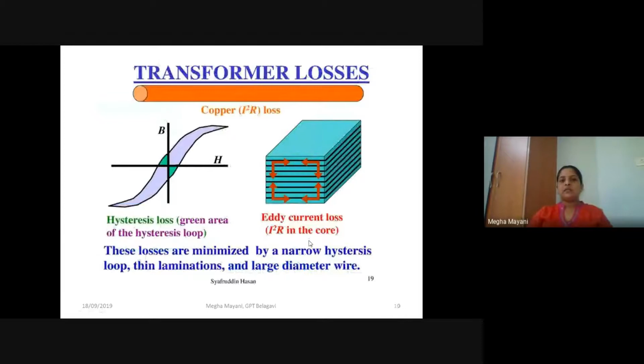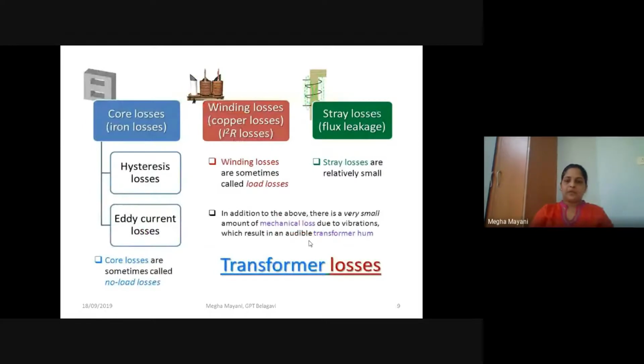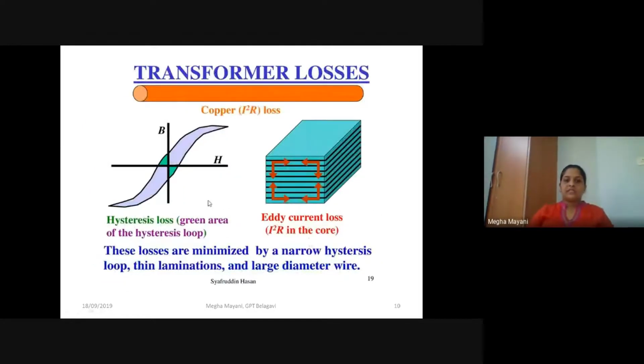Now coming to the core loss, as seen previously, you have hysteresis as well as eddy current losses. Hysteresis loss occurs because when the core is magnetized and demagnetized, it does not go through the same state, so there is a change of state. As you can see here, the green colored section corresponds to the loss, which is termed the hysteresis loss. And eddy current loss is nothing but the I square R loss which is present in the core material. Due to this, there is a change in orientation of the flux lines.